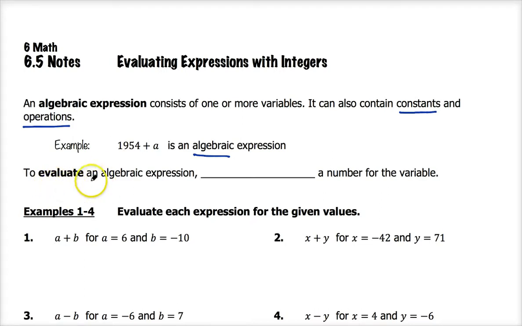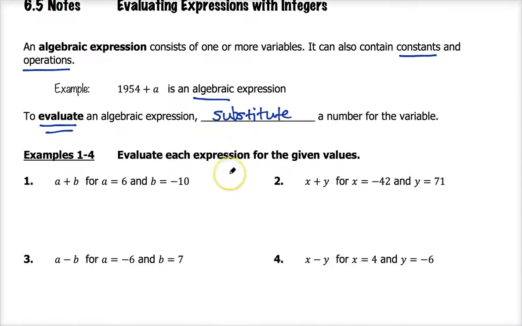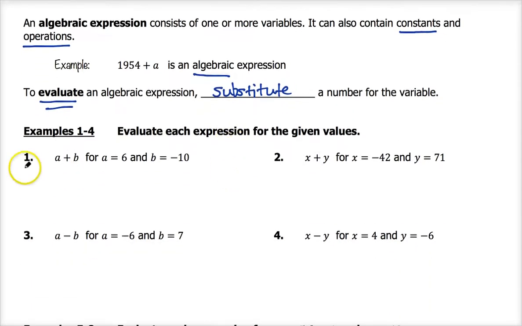To evaluate an algebraic expression simply means to substitute a number for the variable. So let me show you how this works in the following examples. Example 1, we have the expression a plus b, and we're going to evaluate it for the following values: a equals positive 6 and b equals negative 10.